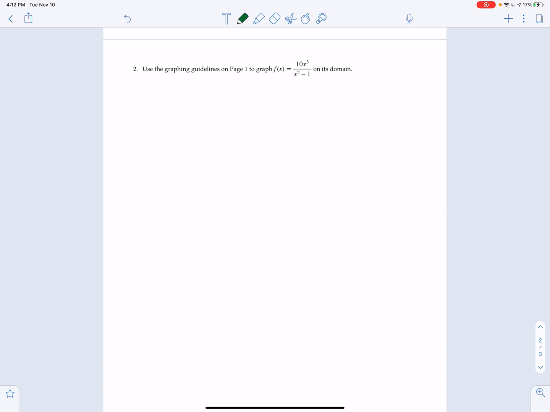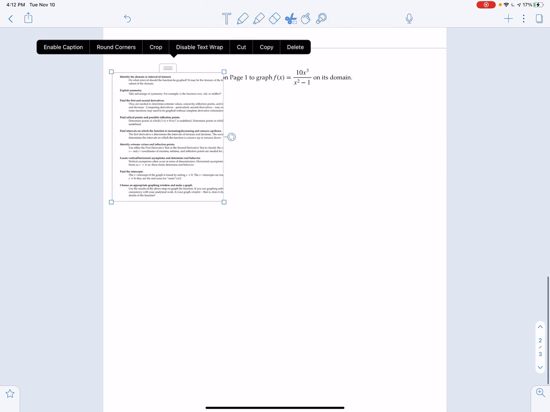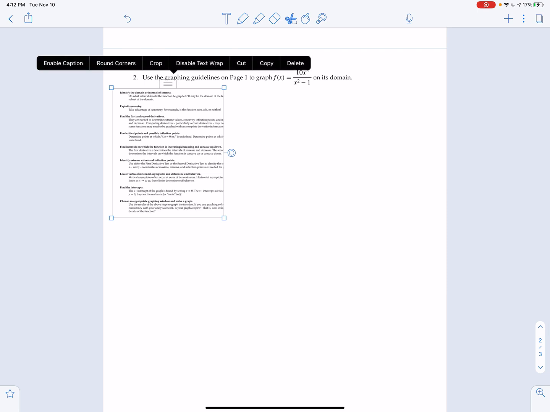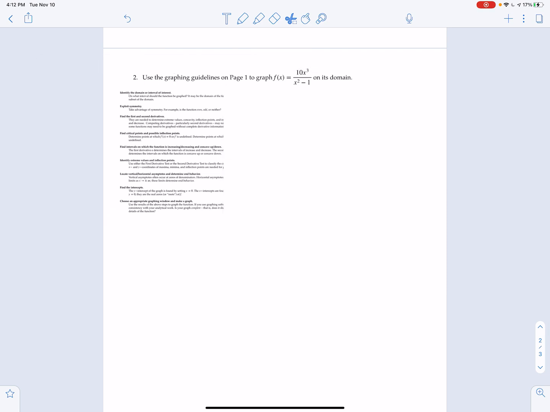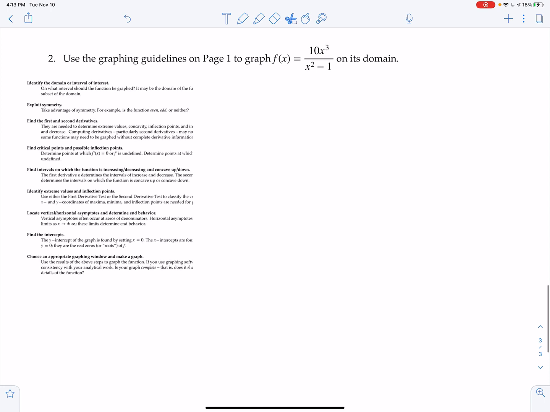We're going to look at the second problem in your video guide, which is attached here, and you can read that there. We're looking at the graphing guidelines from page 1 needing to be used to graph this function, a pretty decent looking rational function. I've pasted those in here so I don't have to scroll back and forth. Again, it's not like a checklist per se, but it's definitely something we want to be looking at as we analyze this function.